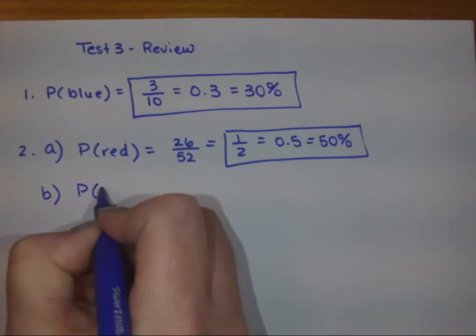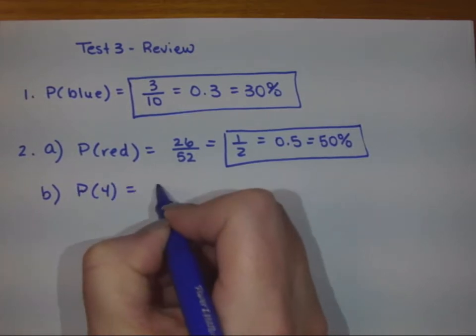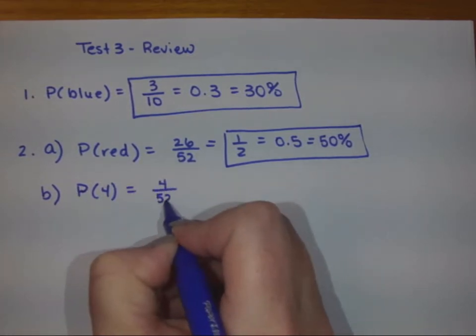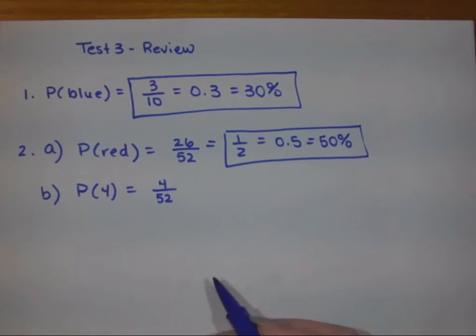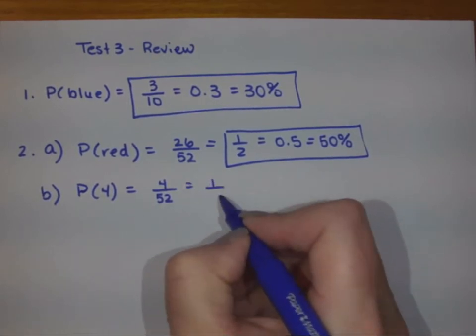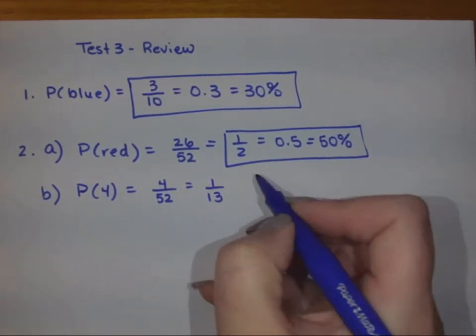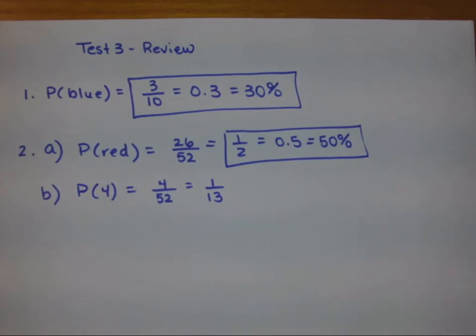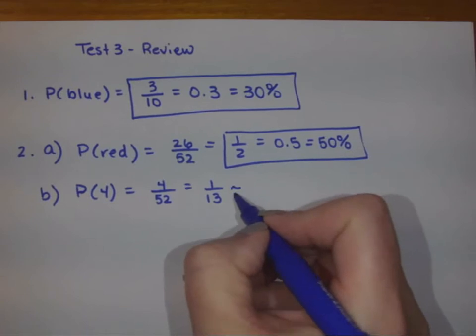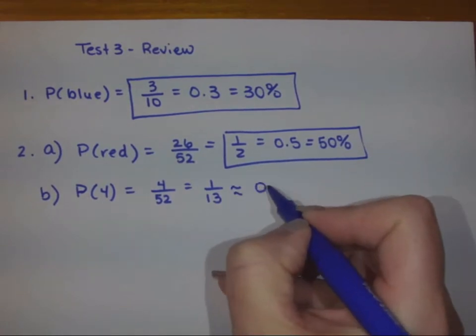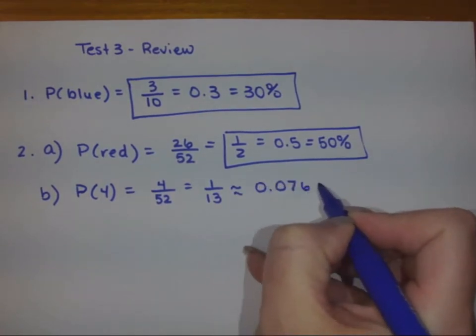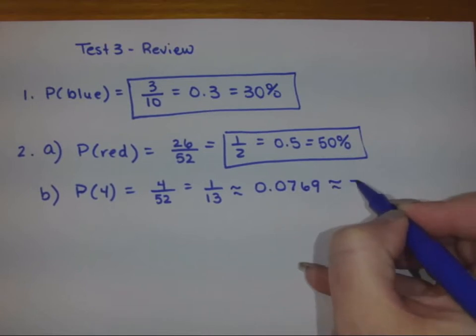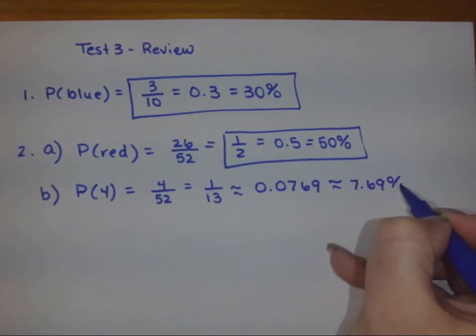Either way you want to do it. The probability of drawing a 4, there are 4 of every type of number/letter card, so that's 4 out of 32. That reduces to 1 out of 13, which is going to be about 0.0769, or about 7.69%.